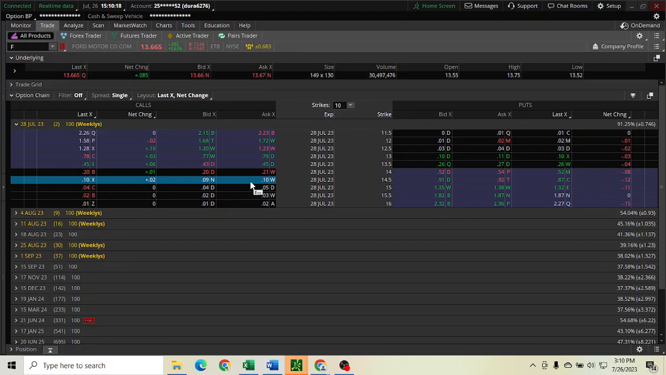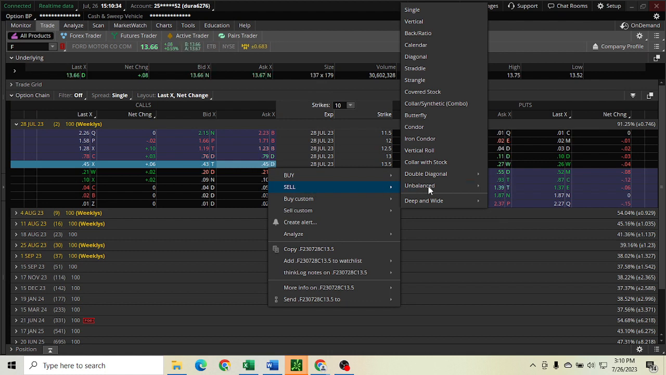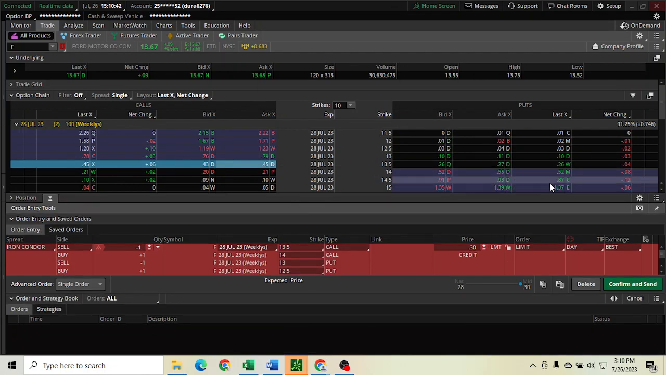Now, I haven't done an Iron Condor very much in this account. I typically do those in my personal account in Power E-Trade. I just think it's an easier platform to do these on. But let's see how this works here. Right click. I want to sell. Now it doesn't matter which side you do this on because it's going to pre-fill the orders for you. Do Iron Condor there. If you look here, it's going to say $30 credit.